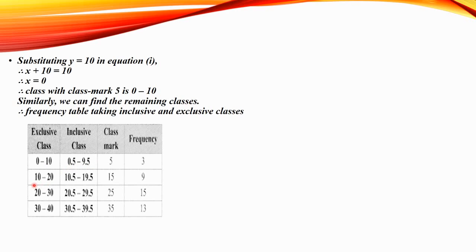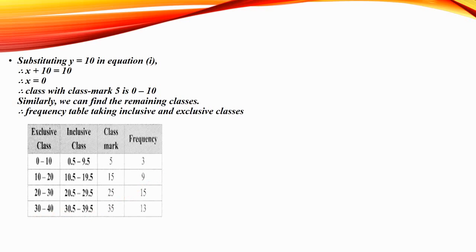Then, subtracting 0.5 from the lower limit, we get 10.5, and adding 0.5 to the upper limit, we get 19.5. So the class will be 10.5 to 19.5. Similarly, for the third class, we get 20.5 to 29.5. Similarly, the last class will be 30.5 to 39.5.